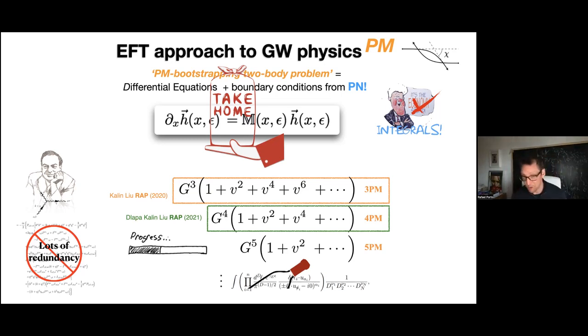It's not the Feynman rules, because there's a lot of redundancy that you can play with. It's not the real bottleneck. The real bottleneck is the integration, but we are learning a lot from collider physics on how to do this integral. And we are now progressing towards the next order, the 5 post-Minkowskian order, and we are somewhere halfway there. Hopefully, maybe this year, or maybe next year, we have this result.